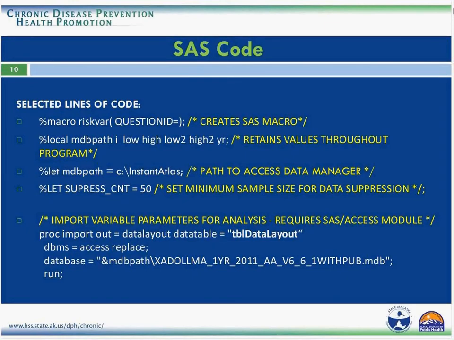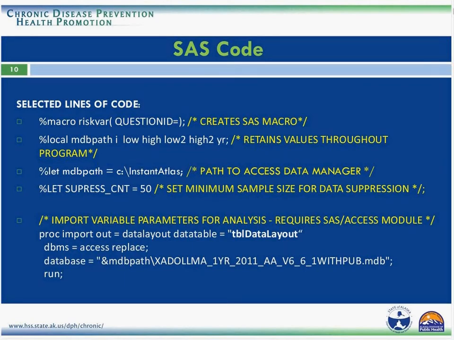Here I've selected some of the SAS code. Here we can see we're creating the macro called risk var, and then next we're specifying which variables we want to be able to access throughout the program. We're identifying the path in which to find the Access Data Manager. In this particular case, we have it on our C drive in an InstantAtlas subdirectory. And we're also identifying what is going to be our suppression rule for the data. In this particular case, for the BRFSS, we're using 50. If this was YRBS data sets, this would be increased to 100.